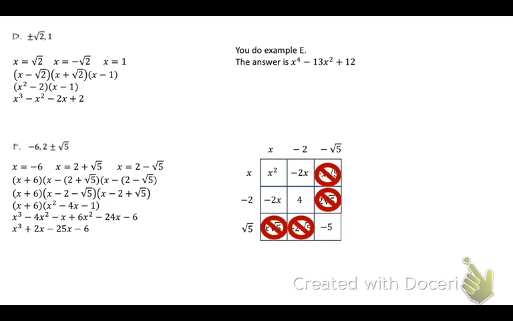Anyways, yeah, that should be x cubed plus 2x squared minus 25x minus 6. Okay?